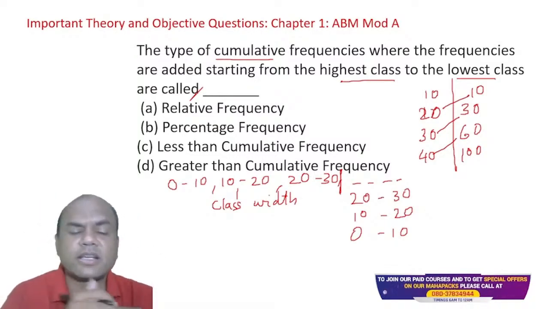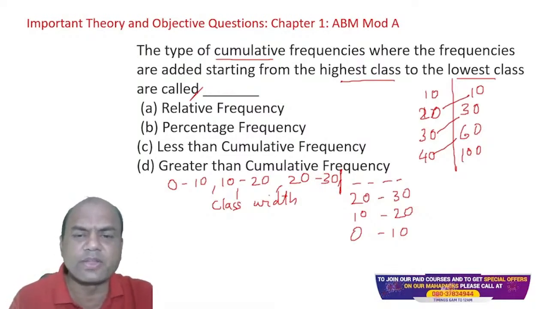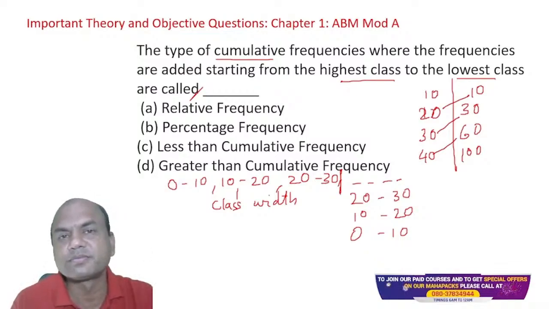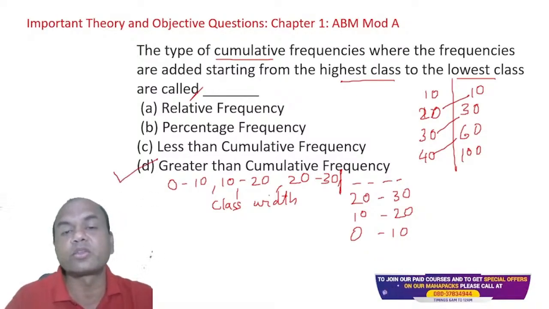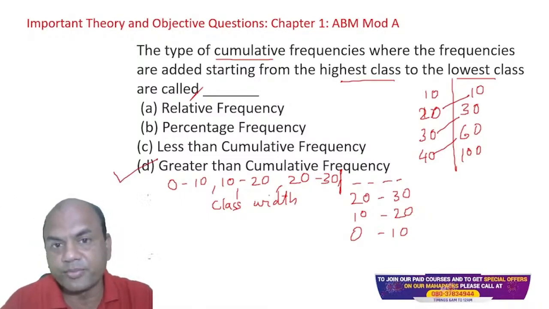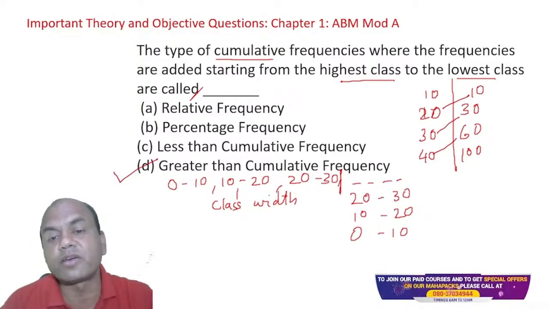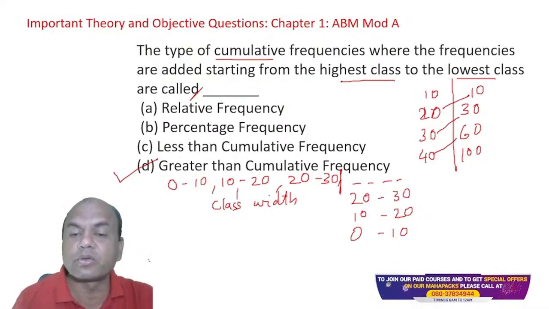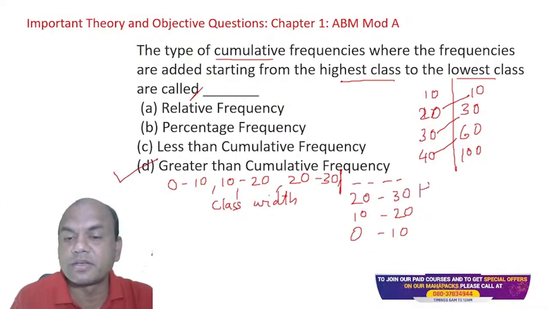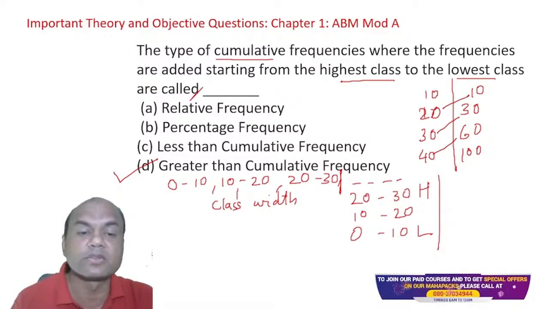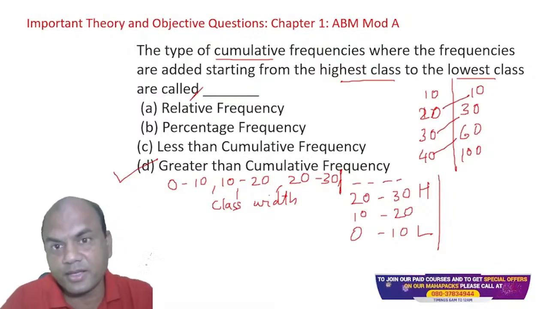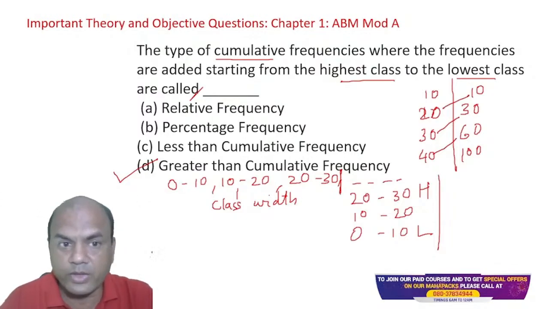Here, logically, I'll tell you. The answer is between C and D only: less than and greater than. So it is greater than cumulative frequency. Correct. Greater than means whenever I am starting from the highest and going to the lowest. If I am taking the reverse route, lowest to highest, then it is known as less than. Clear? Simple? Okay, move ahead.